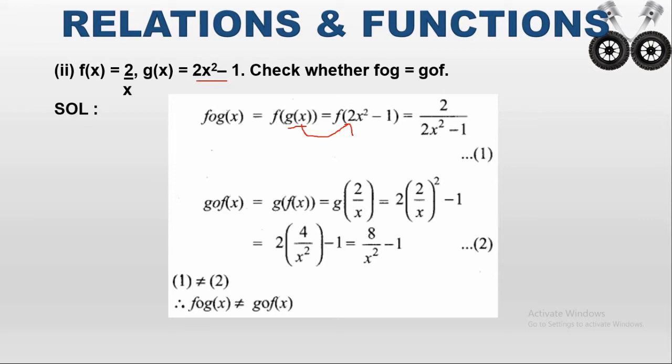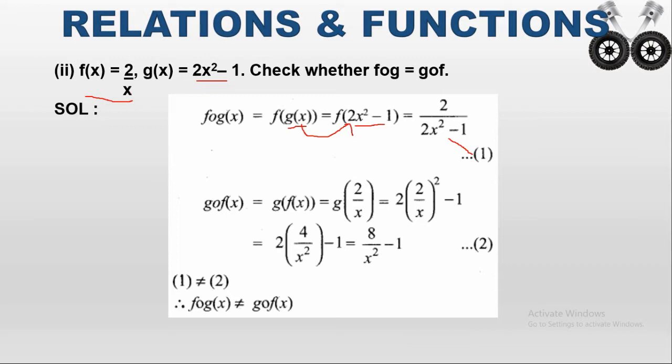Now you can substitute the value for f of x. What is the value for f of x? The value for f of x is 2 divided by x. Wherever x appears, we have to substitute 2x square minus 1. So it can be written as 2 divided by 2x square minus 1. Keep it as equation 1.